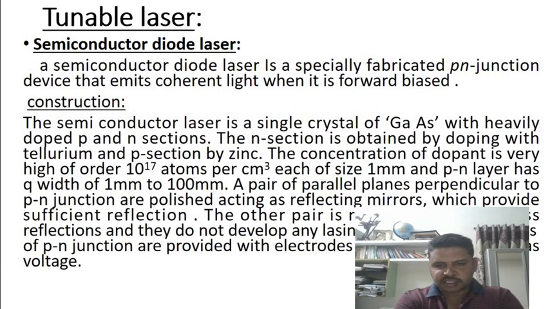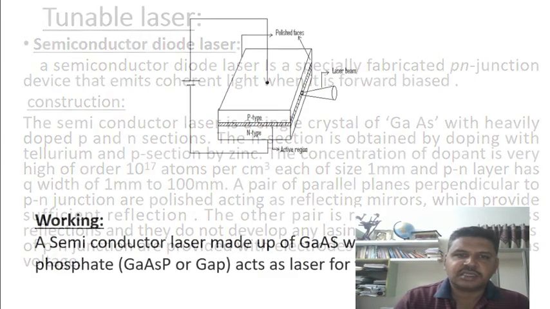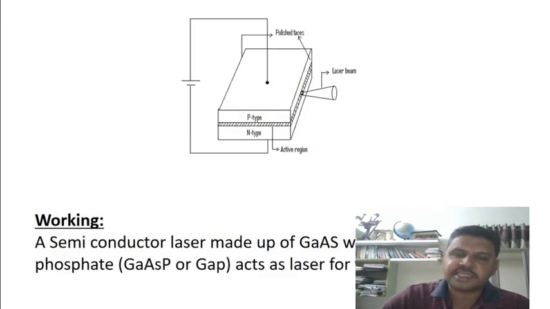The next concept is tunable lasers, also called the semiconductor diode laser. A semiconductor diode laser is a specially fabricated PN junction device that emits coherent light when it is forward biased. The energy level diagram is like this: you see the P-type, the N-type, and the laser beam coming from the active medium between the P-type and N-type, and also the polished faces.